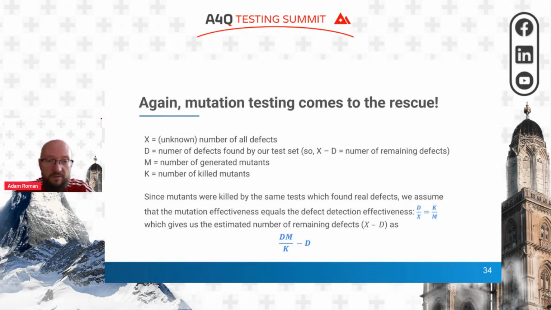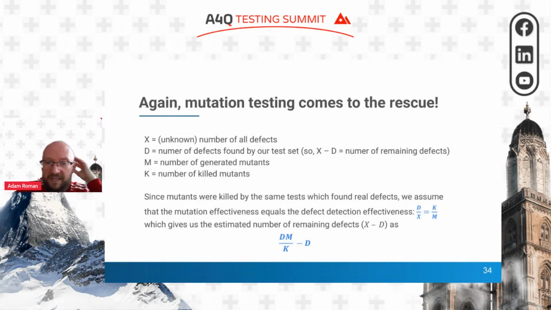X is the number of all defects. D is the number of defects actually found by our test set. So X minus D will be the number of remaining defects. M is the number of generated mutants, and K will be the number of killed mutants. And we assume a simple thing, that the proportion of killed mutants is the same as the proportion of detected defects to all real defects in the code. So K to M is the same as D to X.